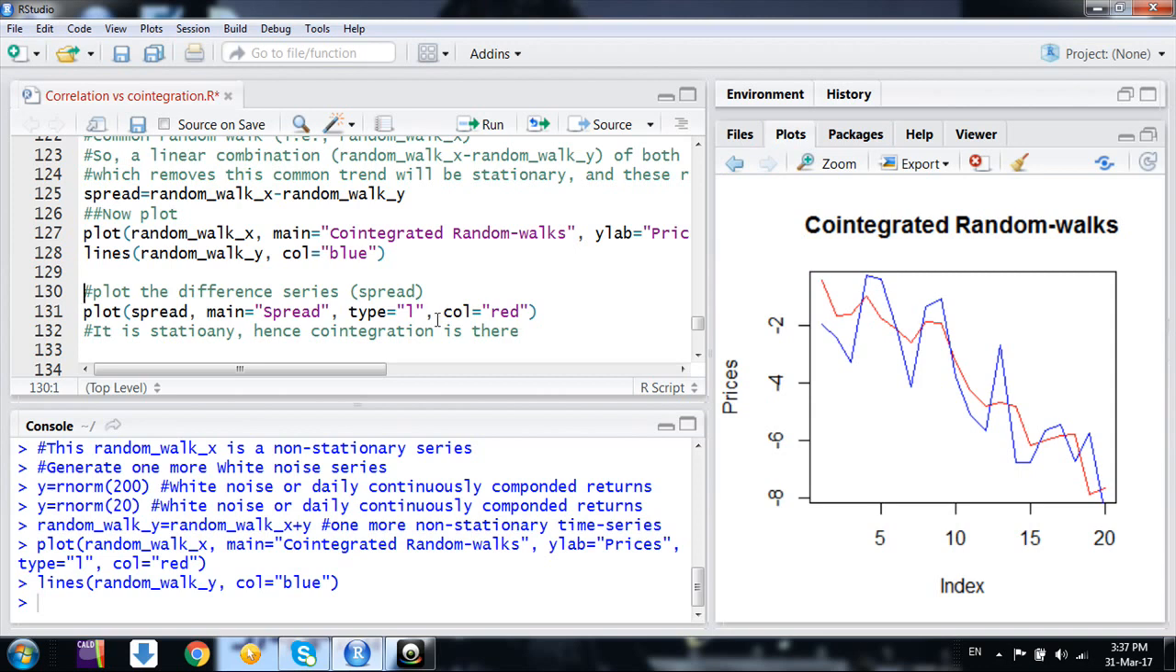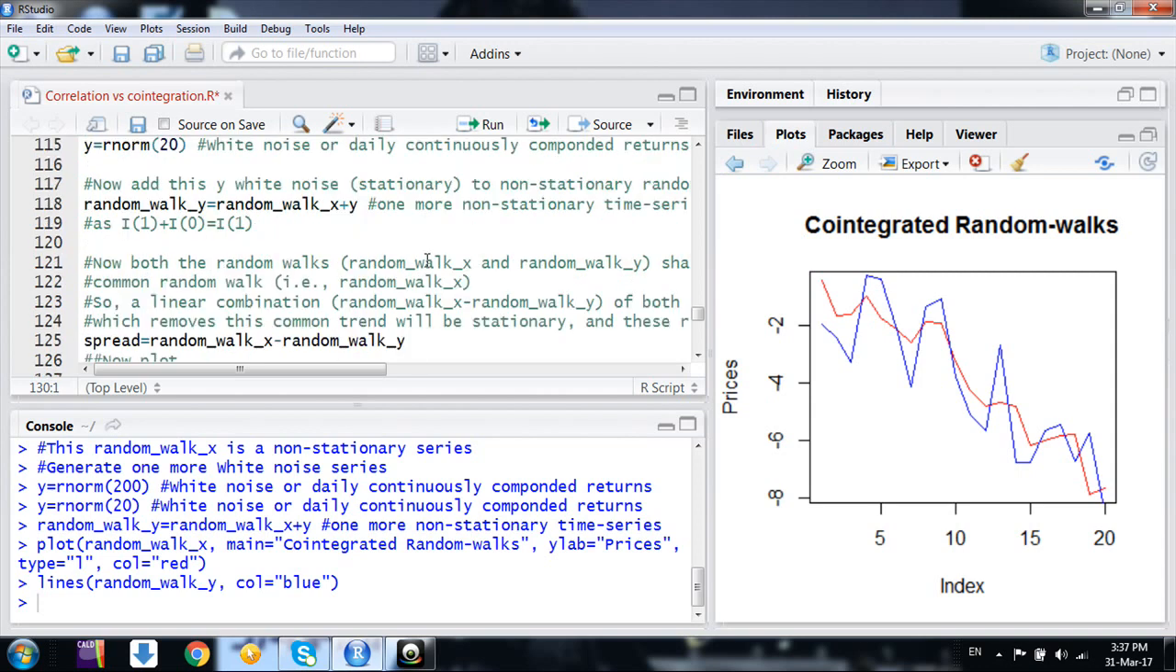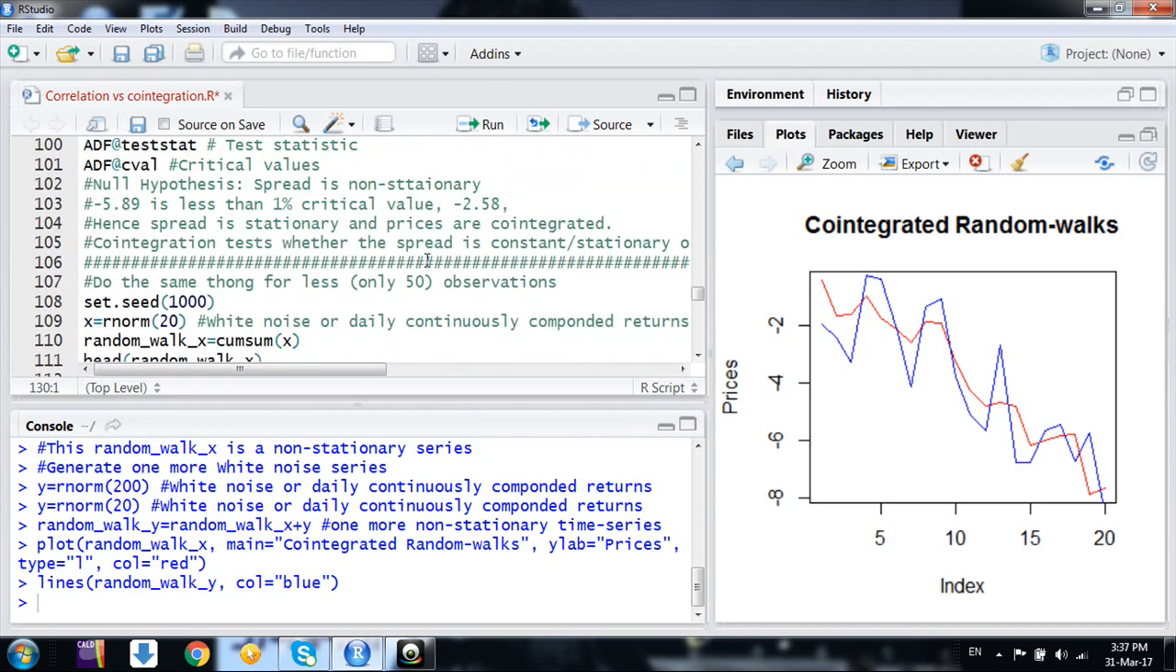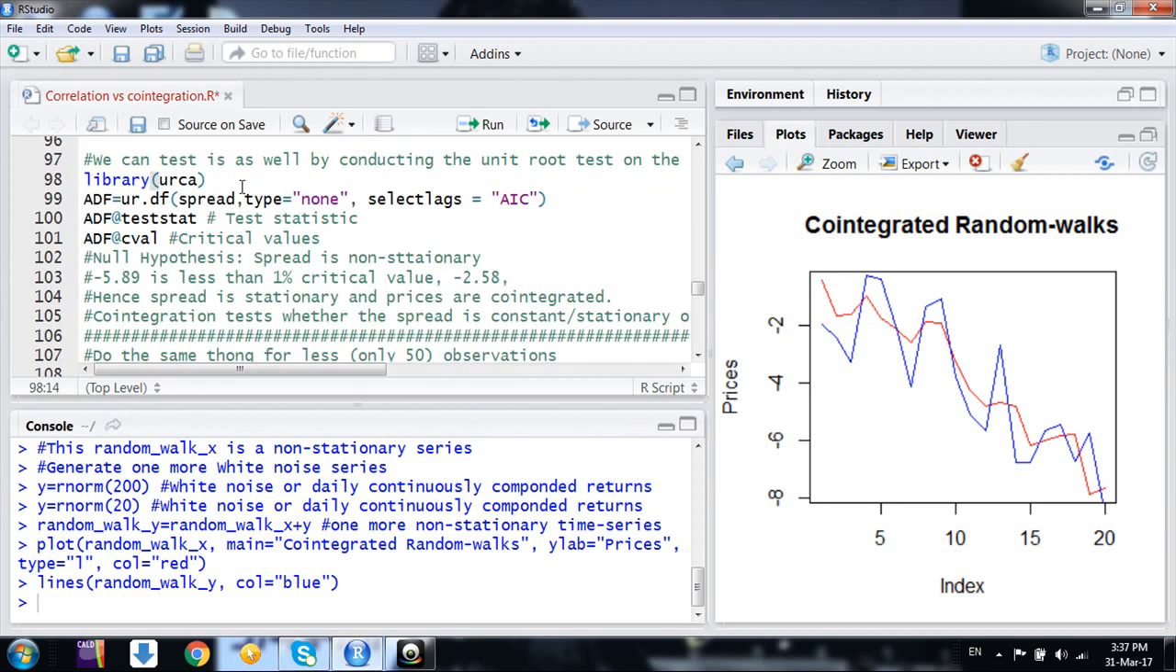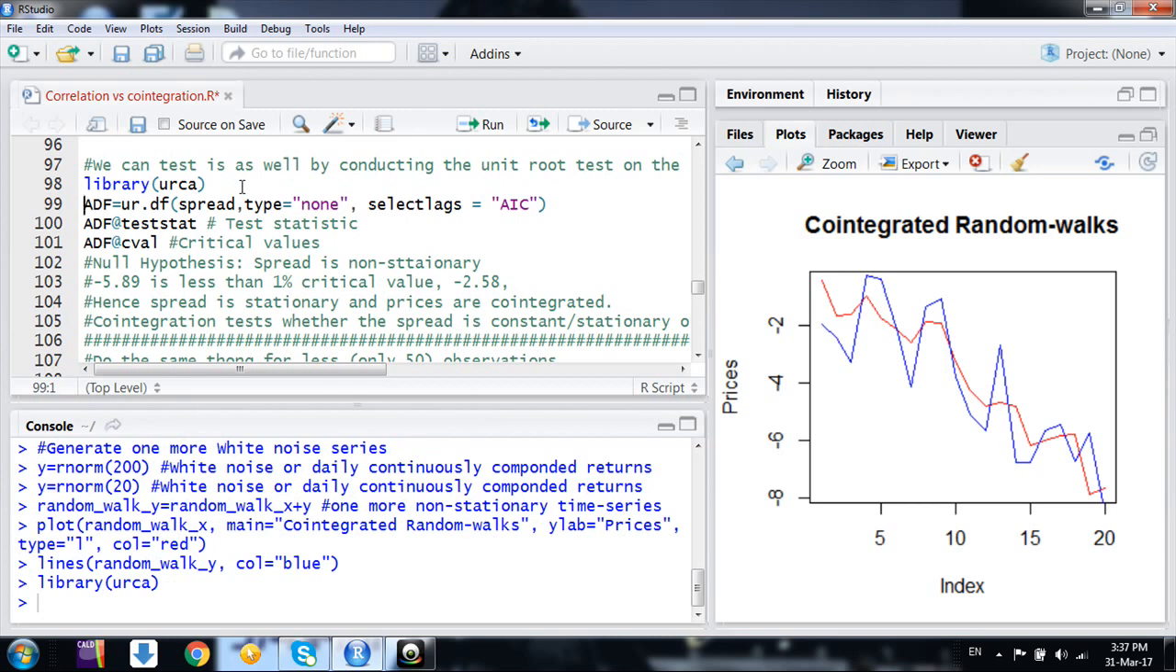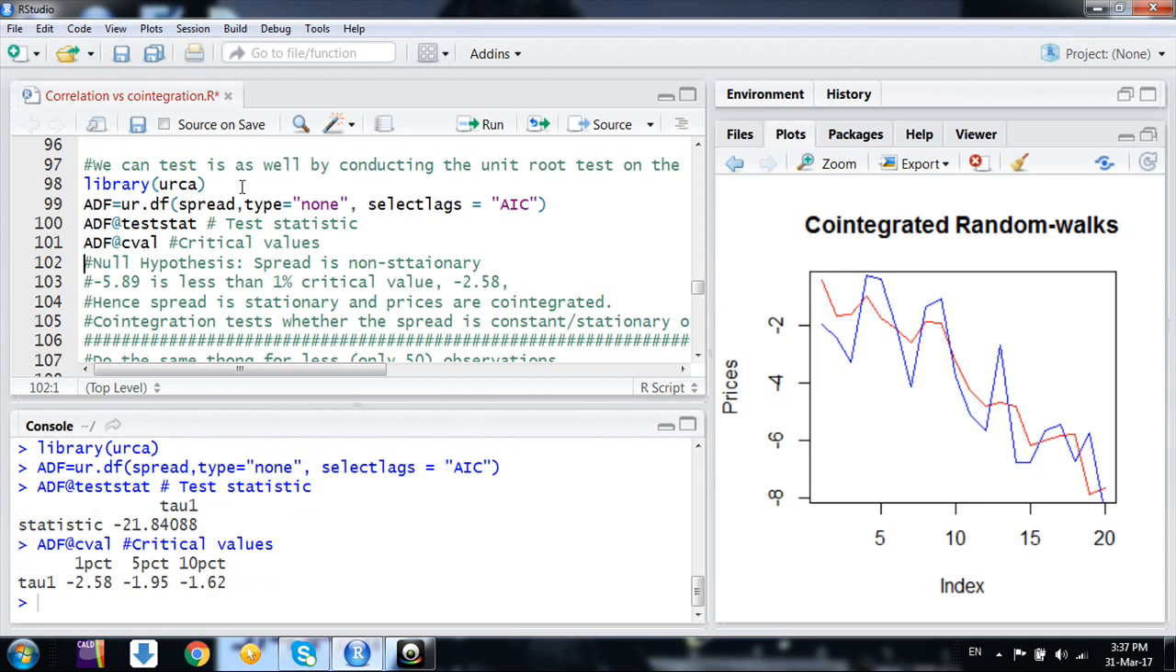This is the way we generate co-integrated time series. Okay friends, we can also check the stationarity of the different series by using the ADF or PP test, like I have done here. Suppose we want to test the series we have; we can use the ur.df command, the ADF test. We see that we clearly reject the null hypothesis at this confidence level. So we can say the spread is stationary and both series are co-integrated.